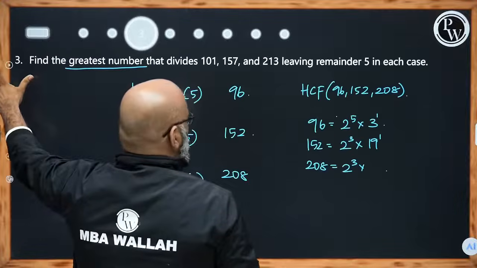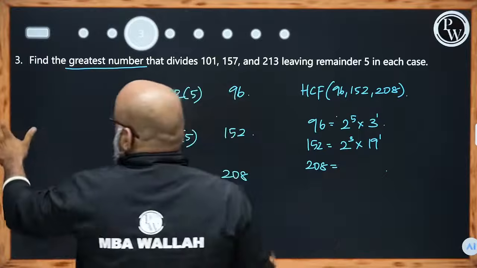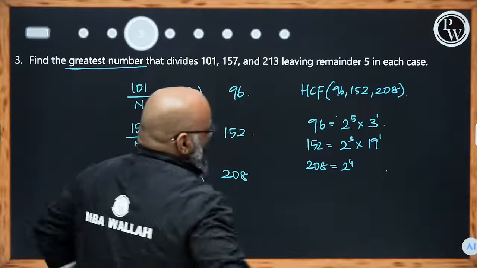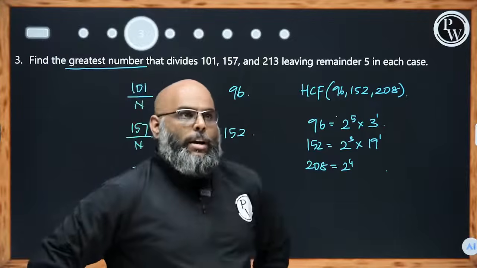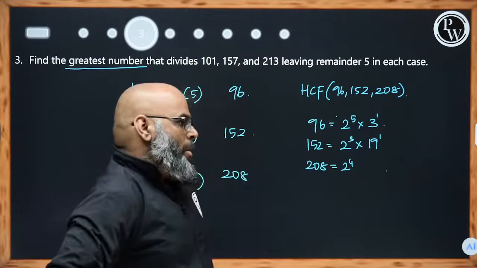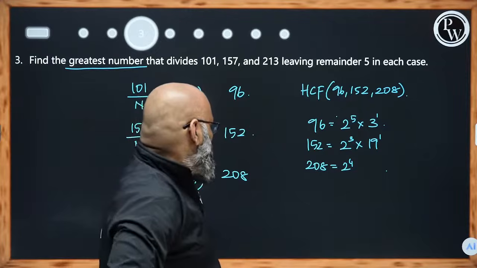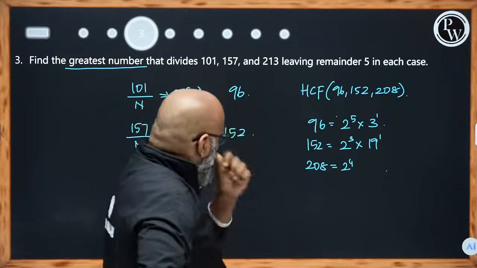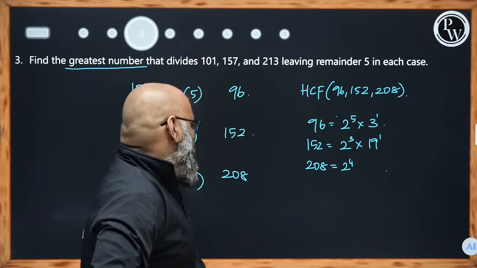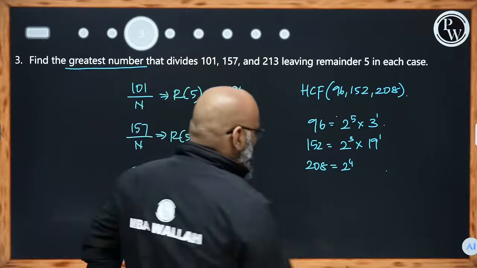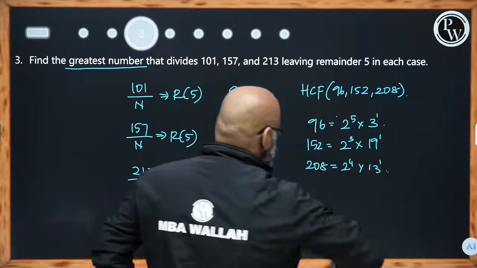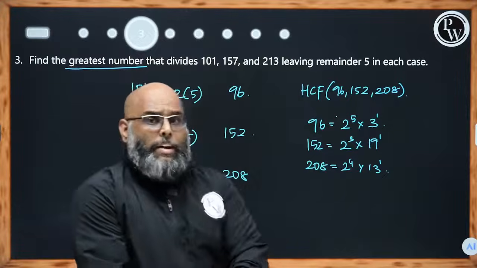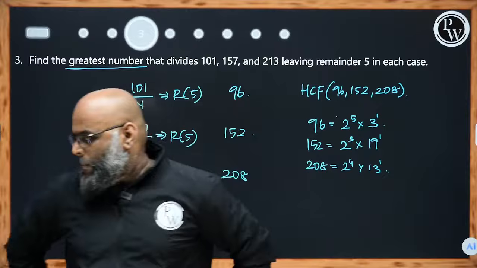Give me a minute. My bad. So that is 2 to the power 4 goes well in 16. 192, 208. Yes. 192, 2 power 4 works. 16 is 10, 12, 13. Am I right? Yes. 13 to the power 1. Am I looking at the right number here? 130 and 78. Yes. 2 power 4 into 13 to the power 1.